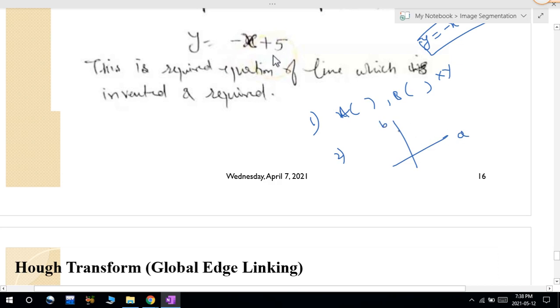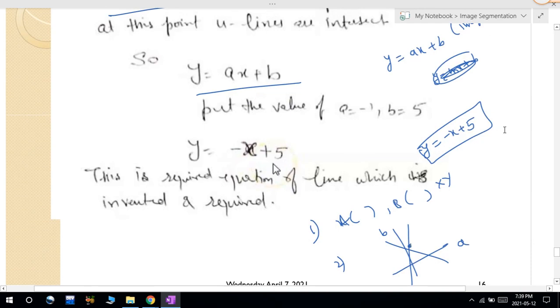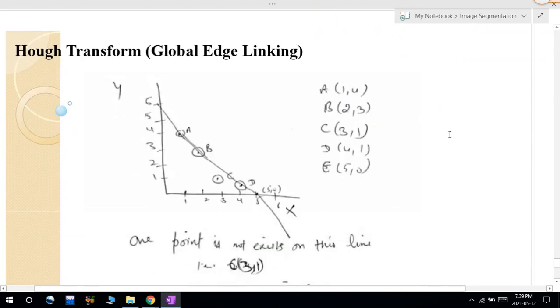After converting these lines, I will try to find the intersection point, and after getting this intersection point, I will substitute it in the final equation. This is the final line equation: y = -x + 5. After getting this particular equation, I will substitute the edge points to check whether they are correct or not. So first, a equal to y.